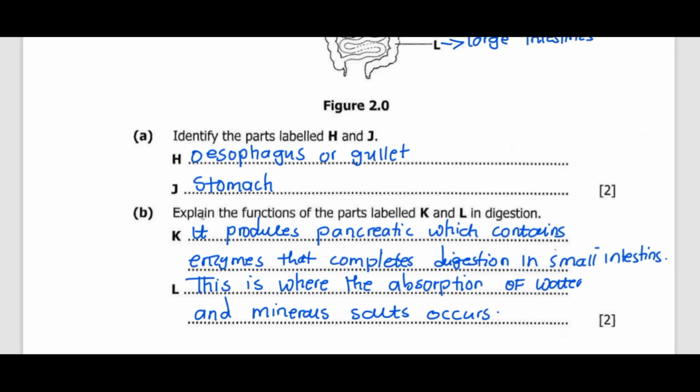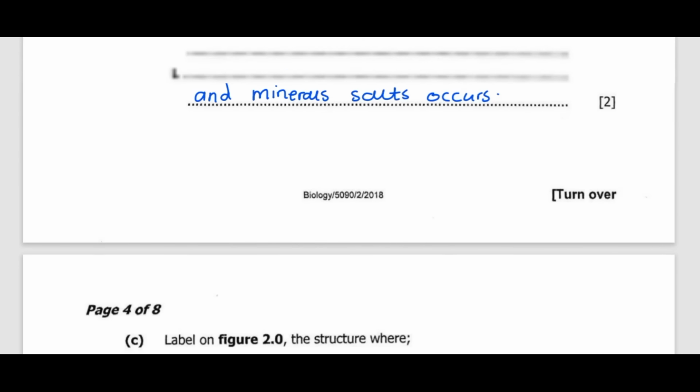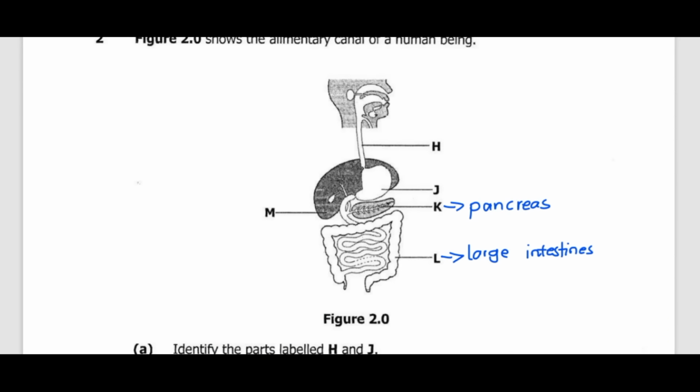Okay, so now let's move on to question C. Question C on figure 2.0: label the structure where bile is stored with letter X, and the structure where hydrochloric acid is produced with letter Y. Bile salt is important for emulsification of fats. Now the bile salt is produced by the liver, but it is stored by the gallbladder. So from this structure, we want to label with letter X where we think the bile salt is stored.